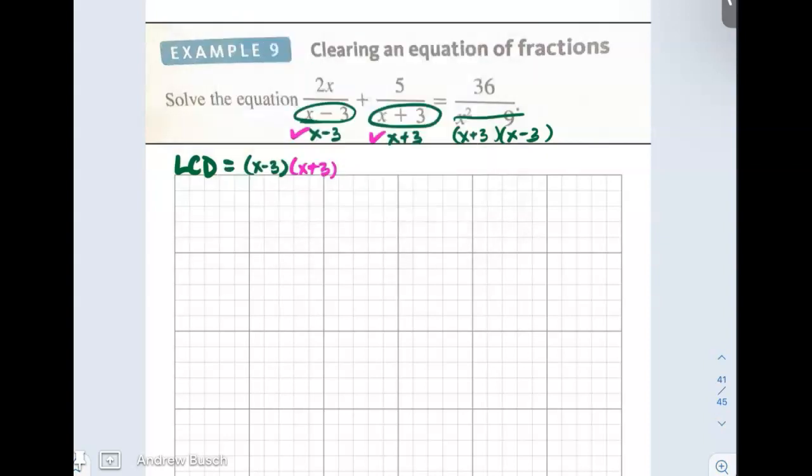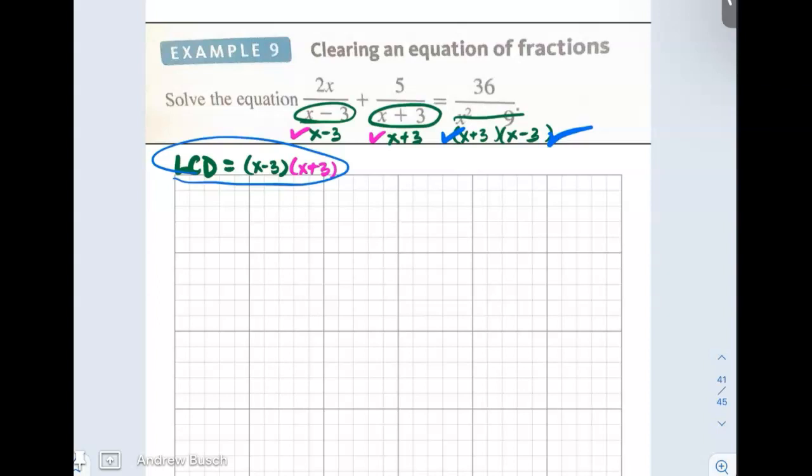Then I go to my third fraction. We're just going down the line. First I look for x plus 3. Do I have an x plus 3 in my LCD? I do, so I don't need to add another one. Then I look for x minus 3. Do I have that in the LCD? I do, so I don't need to add another one. So this is what we're going to multiply by to cancel these denominators.